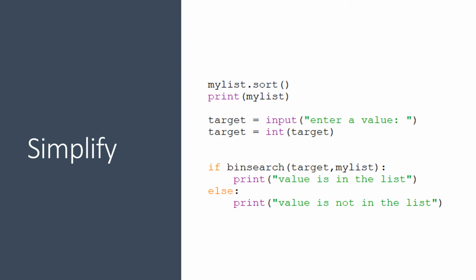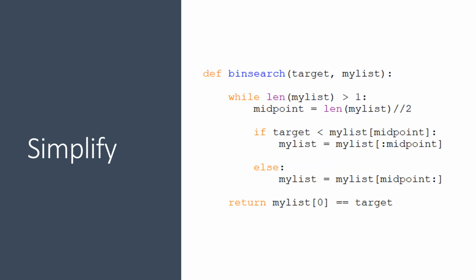We can use a similar method to simplify the code inside the binary search function itself. Here's a somewhat simplified version of the binary search function. I simply compare mylist 0, the final remaining item in the list, to the target value. That's a comparison. It uses a relational operator, so it's an expression with the value true or false, and I can simply return the value of that expression to the main program. So that's slightly simplified the binary search function as well. So see if you can simplify your code using those tips.